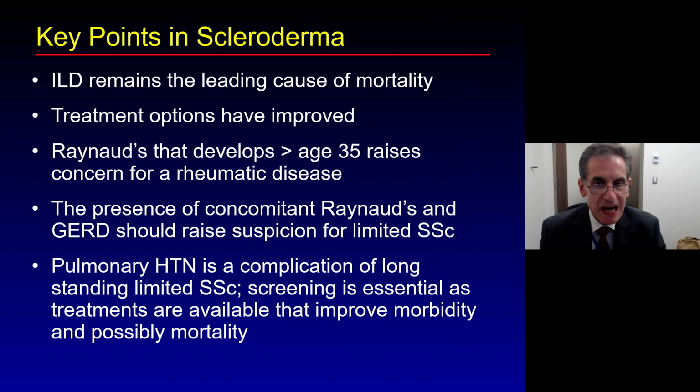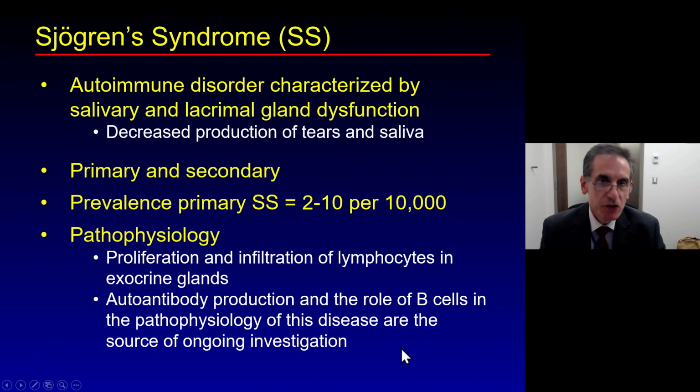Remember, the presence of concomitant Raynaud's and GERD should always raise the suspicion for someone with some type of scleroderma. Pulmonary hypertension is a complication of longstanding limited scleroderma. Screening is essential, as treatments are available that improve morbidity and possibly mortality in these patients. Let's move on to Sjogren syndrome.